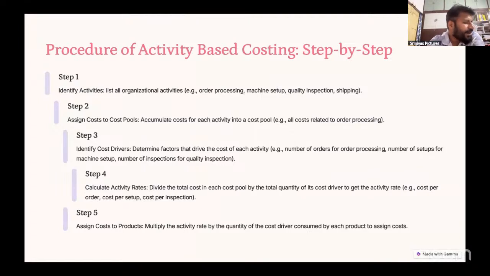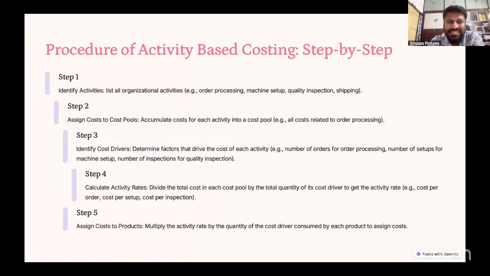So identify all the activities. After that, identify all the activities means what? Simply aggregate the actions and activities, report the cost activities, identify the activity centers, select the first stage of the cost activities. So identify all the organizational activities. Example: order cost, order processing, machine setup, quality inspection, shipping.